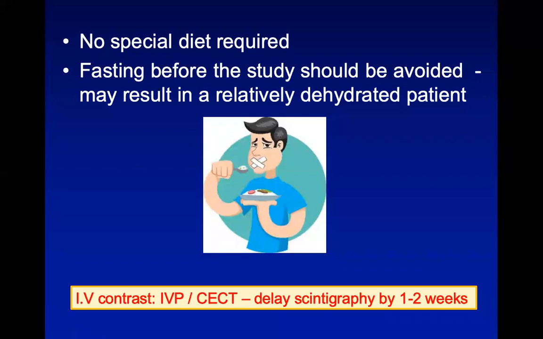The only essential feature which you must ensure is that if IV contrast has been used in the immediate past, as in an IVP or a contrast enhanced CT, then scintigraphy should be delayed by 1 to 2 weeks. Usually the rule that we follow is 7 to 10 days after an IVP and about 2 weeks after the CECT. In an emergency, you can even do it within a week after the study, but ensure that the patient has been hydrated well during that time, because the radiological contrasts cause a kind of nephropathy, which may not be obvious from biochemical tests, but it will definitely affect the quality of the scan when you're doing a scintigraphy.